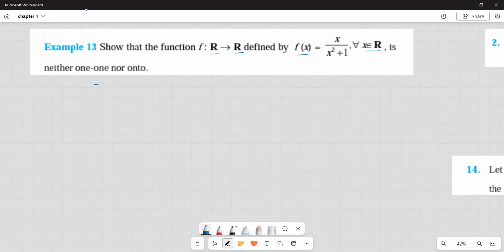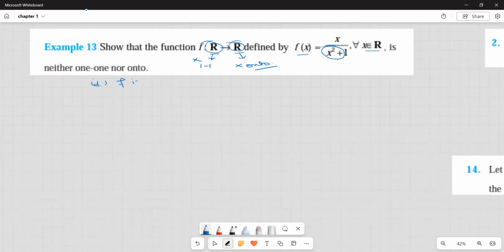Remember, whenever the domain is R and it is a quadratic function, then it is not 1-1. And if the codomain is R and it is a quadratic function, then it is not onto. Okay, for quadratic functions only. If the domain is R, it's not 1-1. If the codomain is R, it is not onto. How will we show it? So first case, f is not 1-1.